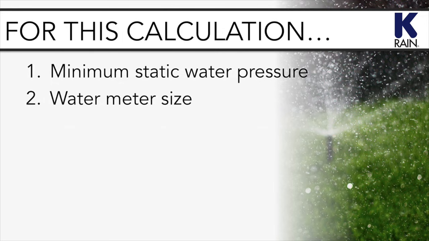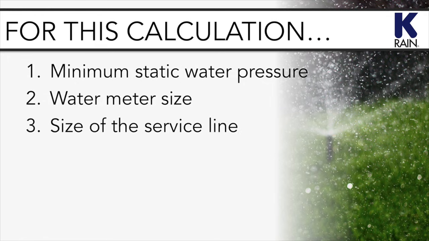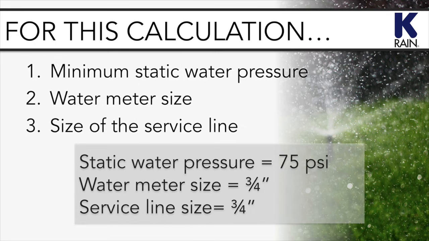Number 2, you'll need the water meter size, which is usually stamped onto the top of the meter. And number 3, the size of the service line. Let's consider an example where the static water pressure is 75 psi with a 3/4 inch water meter and a 3/4 inch service line. What's our maximum allowable flow rate?